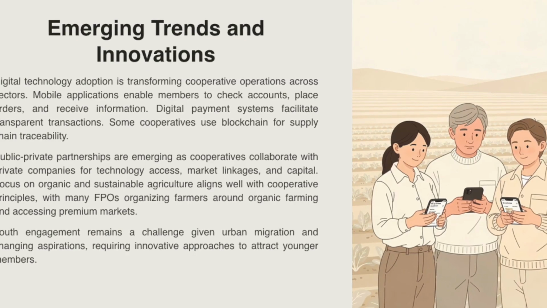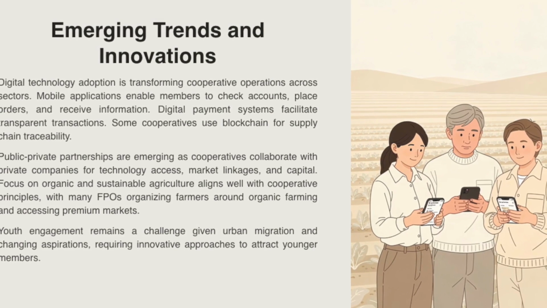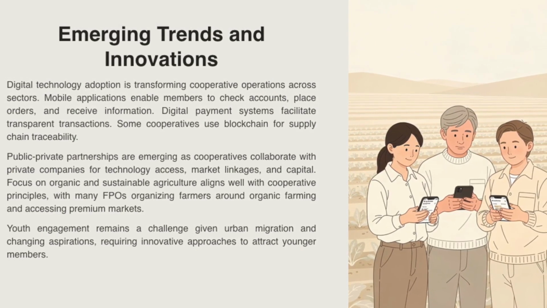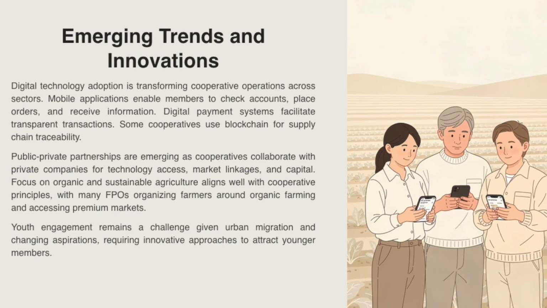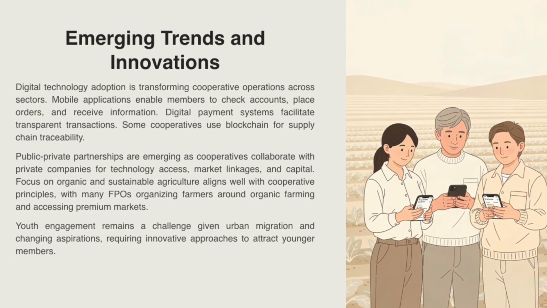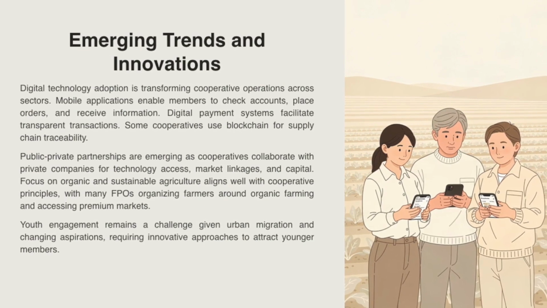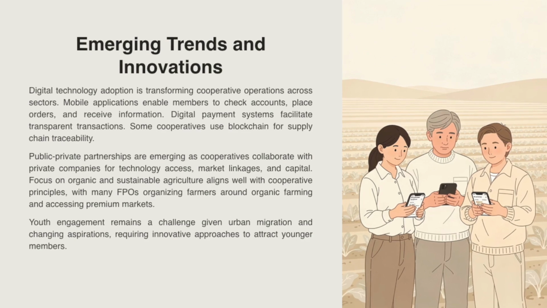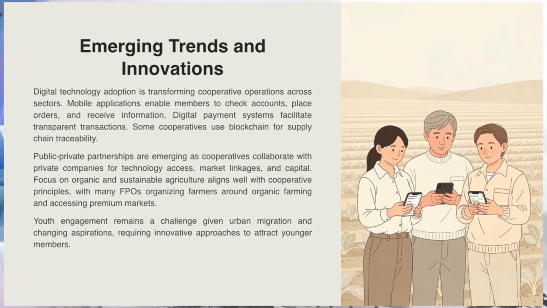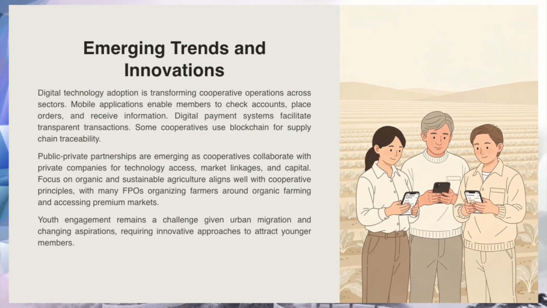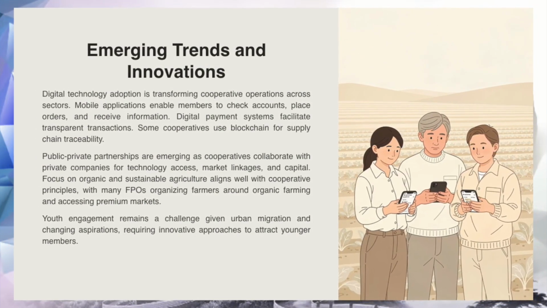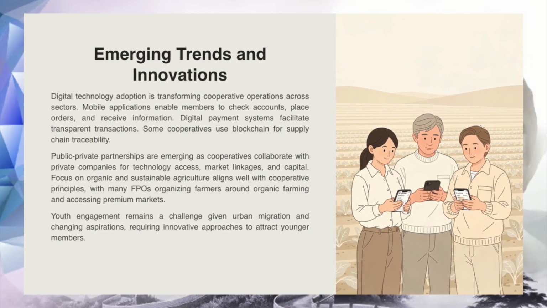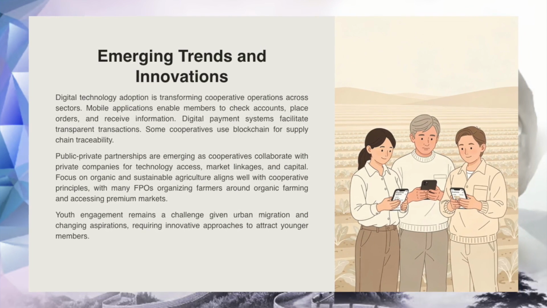When we talk about emerging trends and innovation, the cooperative landscape in India is evolving with several emerging trends shaping future directions. Digital technology adoption is transforming cooperative operations across sectors. Mobile applications enable members to check accounts, place orders, and receive information. The digital payment system facilitates transparent transactions, and some cooperatives use blockchain for supply chain traceability, and computerization of PACs under various government schemes improves financial management and service delivery.